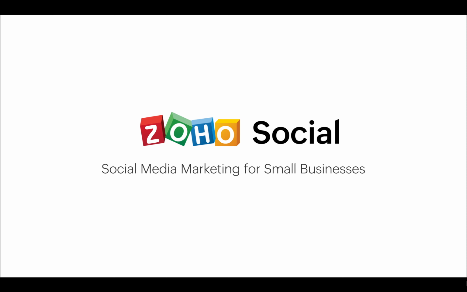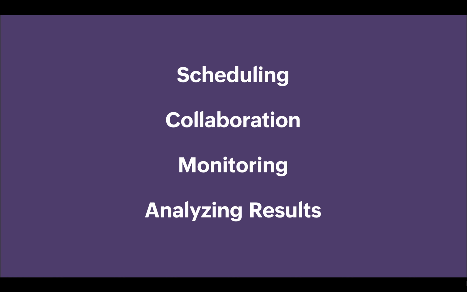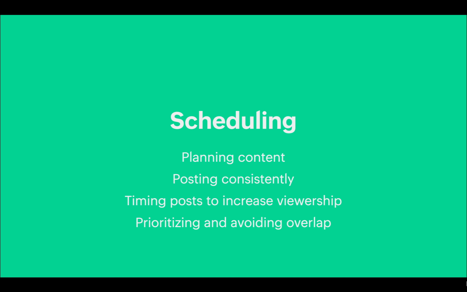This video is about Zoho Social, a social media marketing tool for small businesses. Before I get into demoing the product, I want to talk about the 4 most common pain points that small businesses have with managing their social media: scheduling, collaboration, monitoring, and analyzing results. Let's take a look at each of these.